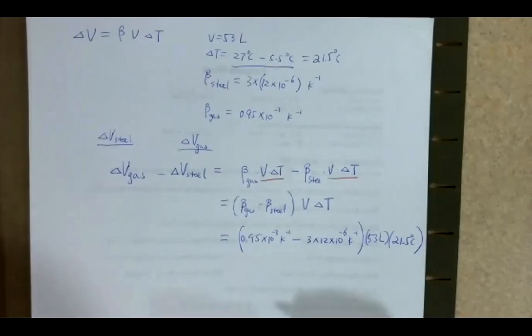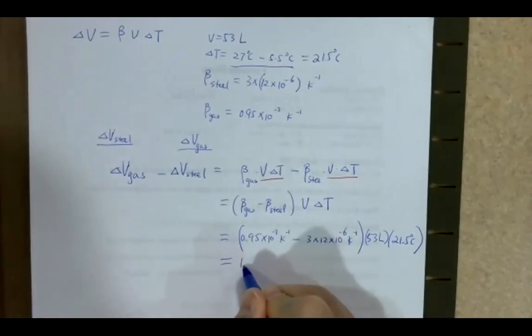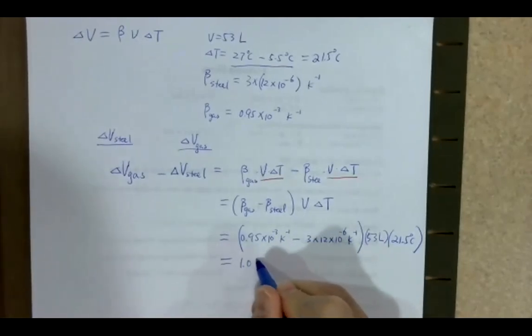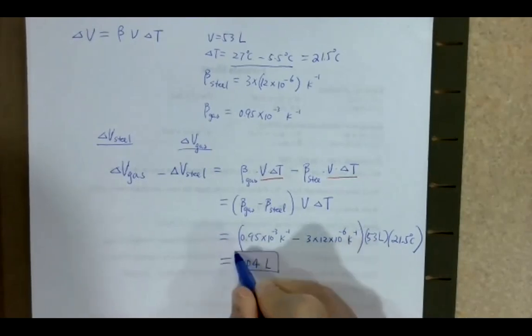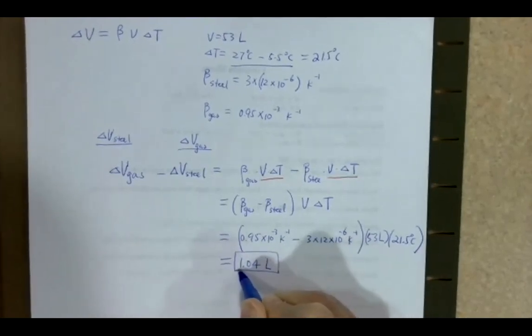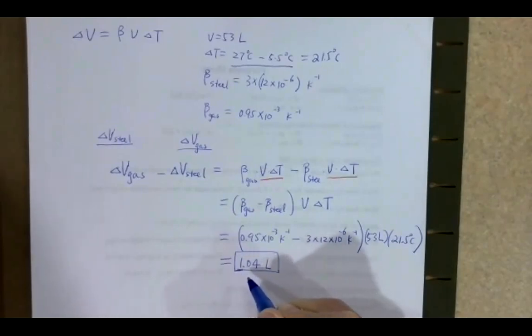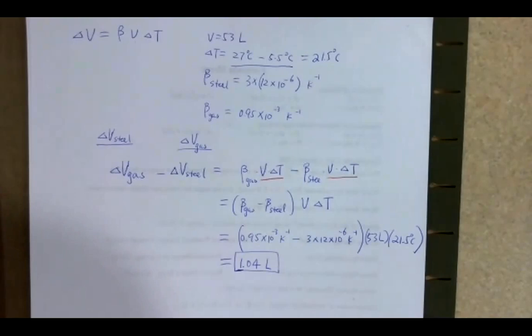So now you can plug your numbers into the calculator. It will tell you this is 1.04. If you keep 3 digits, then that will be your answer there. Or if you want to keep 2 digits, because the numbers given in the problem are 2 digits, then approximately 1.0. So that will be your final answer there.